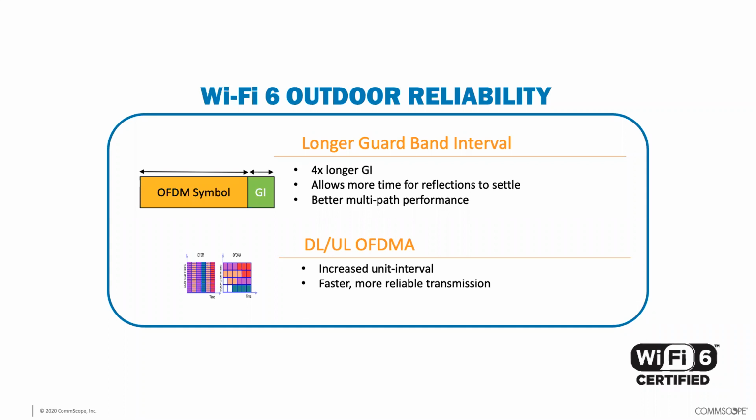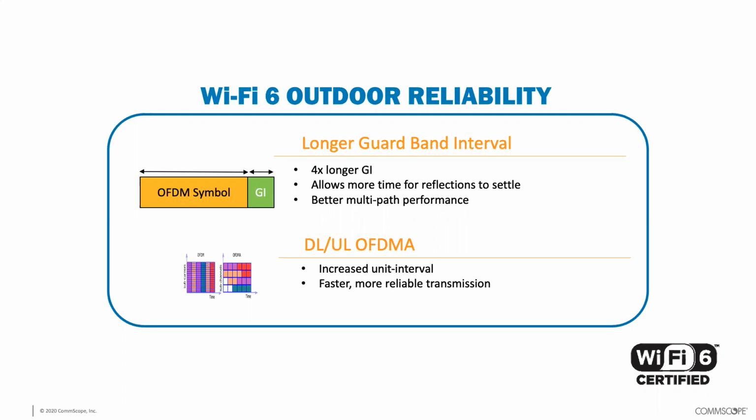So I mentioned earlier, talking about reflections, that can be a problem in urban environments. Where you have lots of those reflections and where you're going over longer distances, you're more prone to those reflections causing problems. And this longer guard band interval is a way to solve that problem, as well as all the other things that have been brought into Wi-Fi 6.